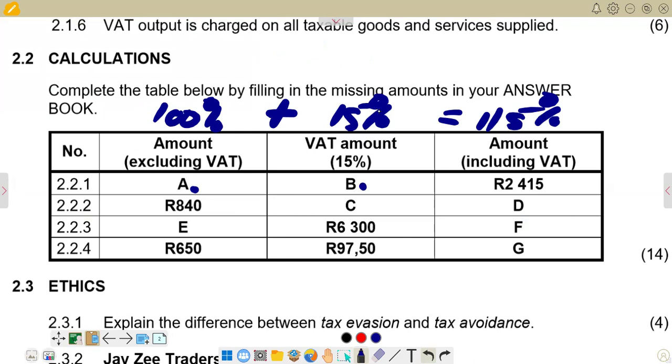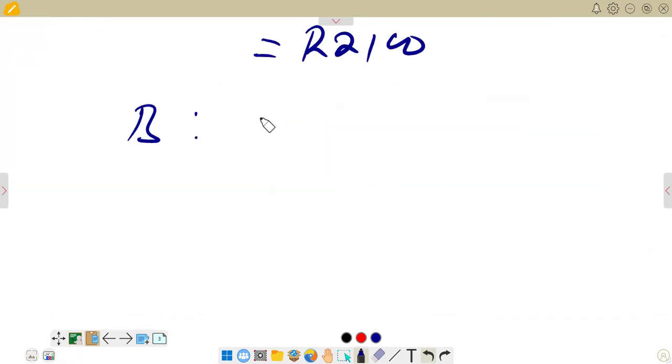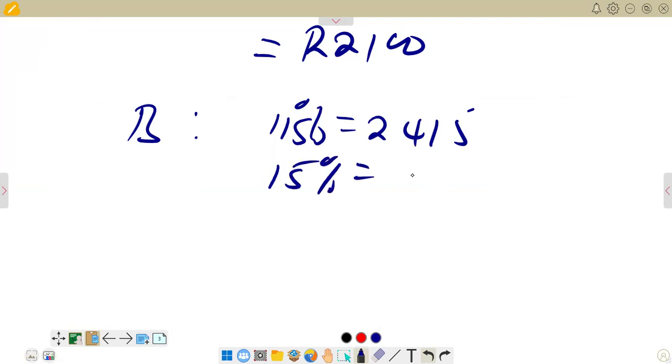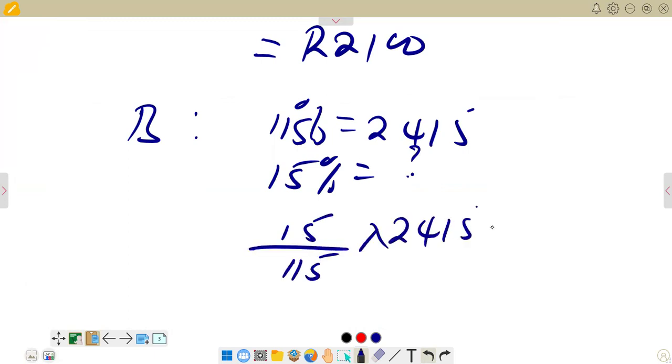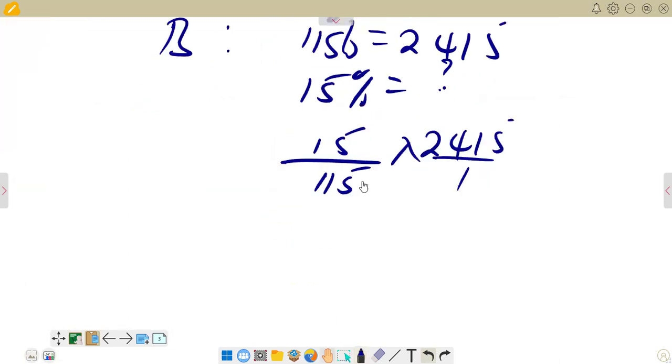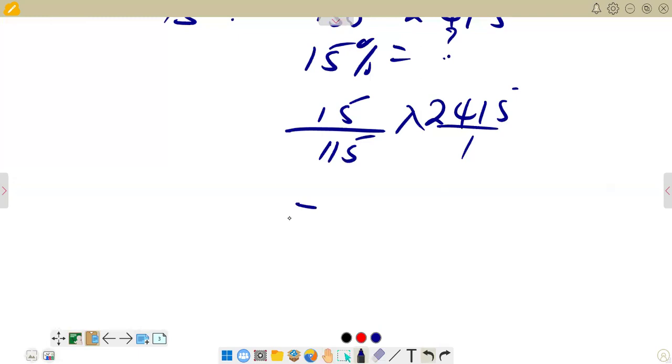What about 15%? So our P is our 15%. We are saying 115% is equal to 2,415, and the amount that we need is 15%. This is the amount that we are looking for. Basically, what we don't have becomes the numerator, and what we have becomes the denominator. Then you multiply by the given figure, 2,415. If you calculate it as such, the answer that you are going to get for B is 315.